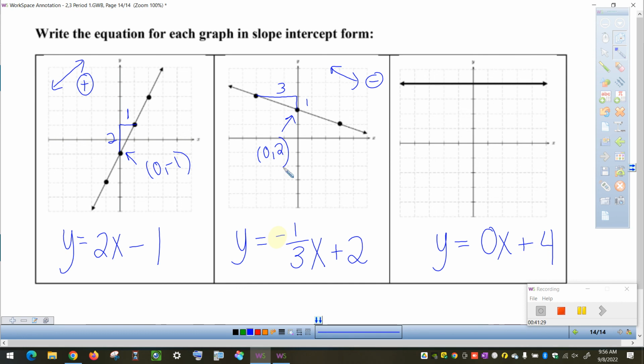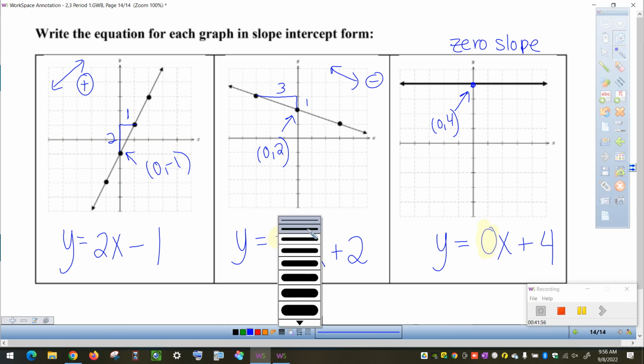That last one was interesting. It's not increasing or decreasing. Remember that that's when the slope is 0. And so it's really like putting a 0 in front of the x. The only thing we have is the y-intercept. It's crossing through the y-axis at the point (0, 4), so I put a plus 4 at the end.